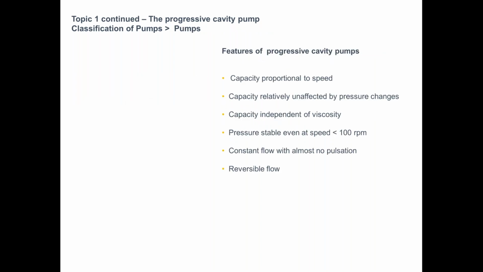Features of progressive cavity pumps. The capacity or the flow is directly proportional to speed. If you increase the speed on these pumps, the flow will increase as well. Pressure changes: the capacity is relatively unaffected by pressure changes. So if there is a 10 psi spike for some reason in an application, the flow is very little affected. Changing viscosities: if your sludge increased from 2% to 8%, you will see very little change in flow as well.